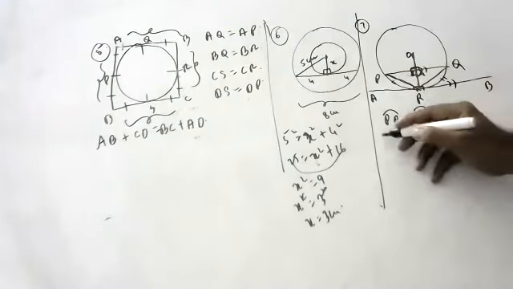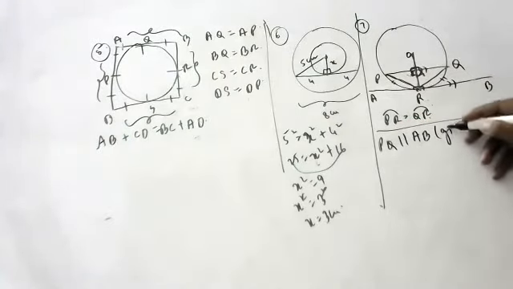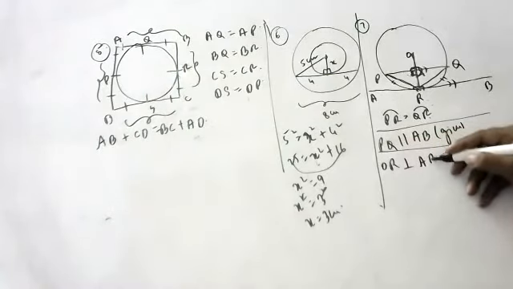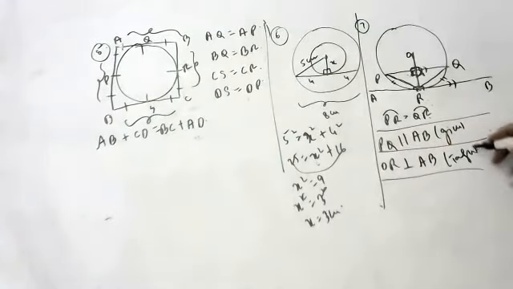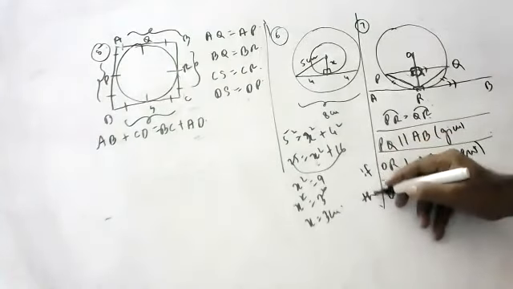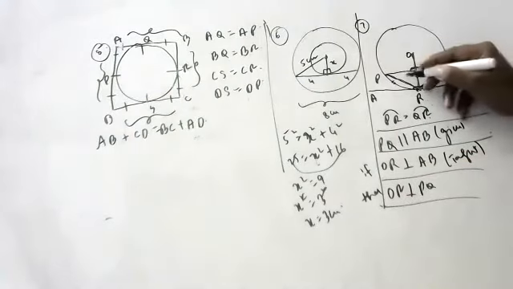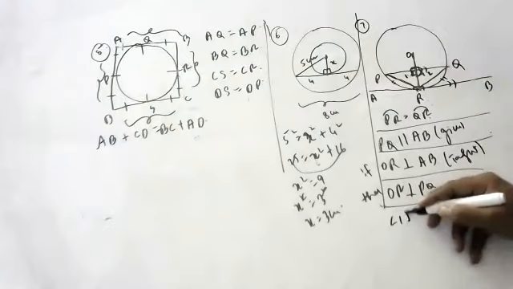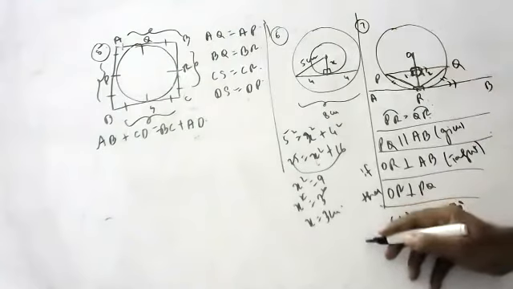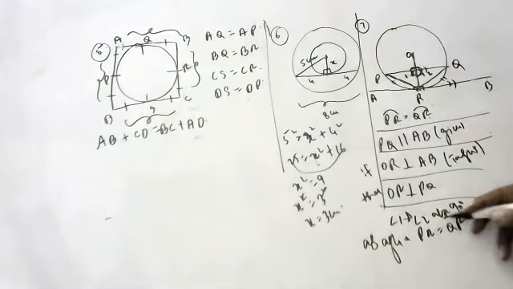Those who didn't understand, again I'm saying it. PQ is parallel to AB. He only gave it. Now, children, OR is perpendicular to AB because tangent is perpendicular to radius. If OR is perpendicular to AB, then OR is also perpendicular to PQ. So angle 1 and angle 2 are also 90 degrees. As the angles are equal, PR is equal to QR. Okay, PR is equal to QR.